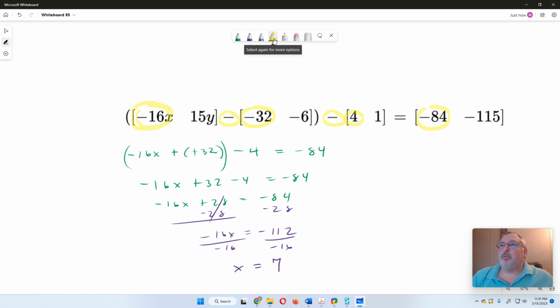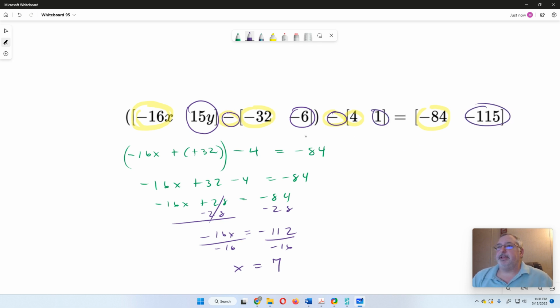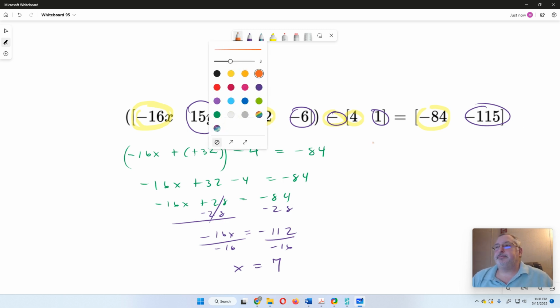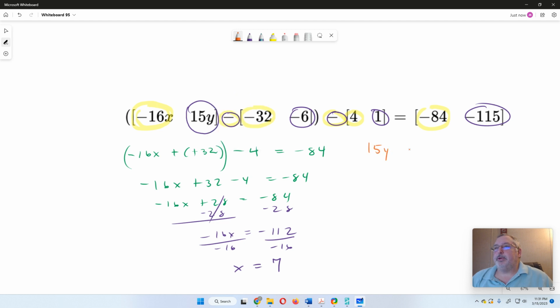So same thing here for y. So let me use this. We're going 15y minus negative 6 minus 1 equals negative 115. So all the purple here, that's what we're writing down. We got 15y minus negative 6, and that's in parentheses like that. Again, those aren't necessary, but we're going to follow what we got. Minus 1 equals negative 115.